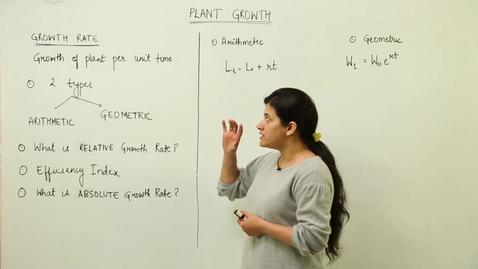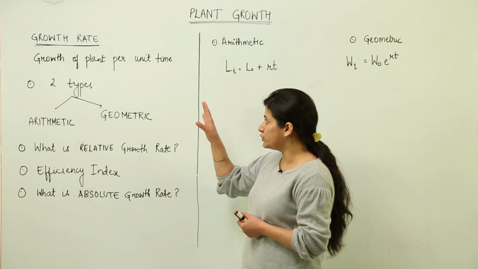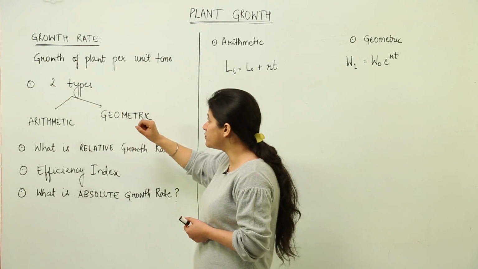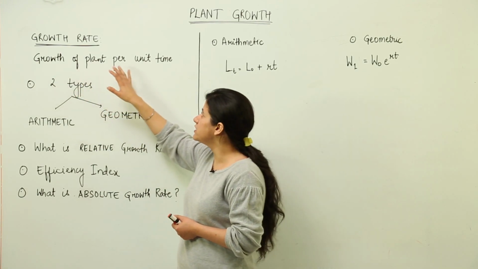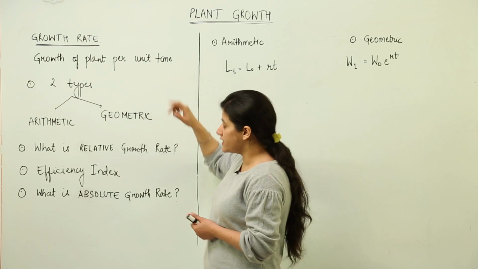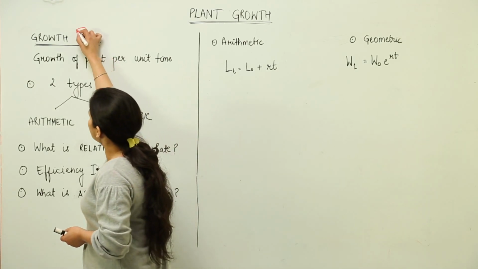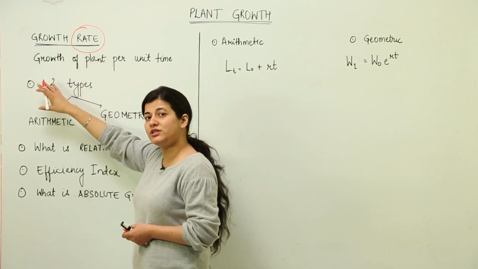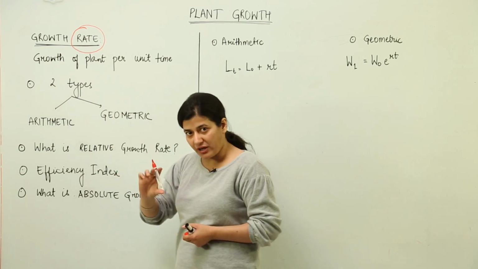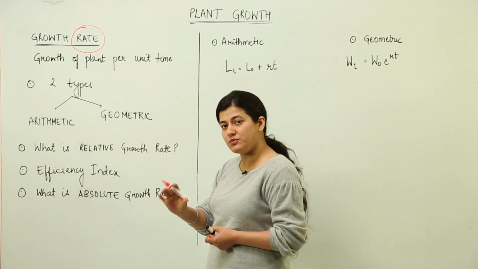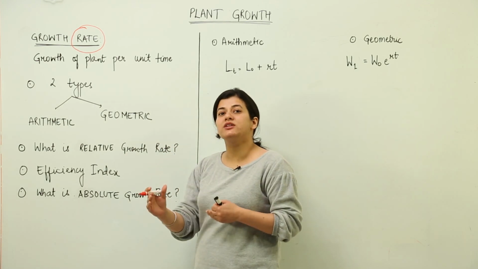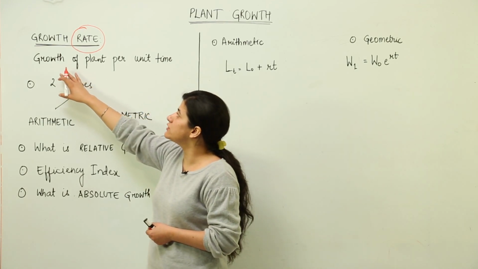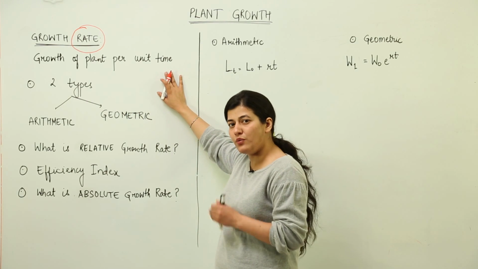What is growth rate? The simple and clear-cut definition of growth rate is the growth of a plant or a particular plant tissue or an organ. To be very specific, it is the growth of a plant per unit time. Whenever I use the word rate, it has something to do with time, and because it is growth rate, it would be the growth that the plant is showing in a given time frame. The time parameter comes into existence. We are going to consider the growth with respect to the time span in which that growth has taken place.